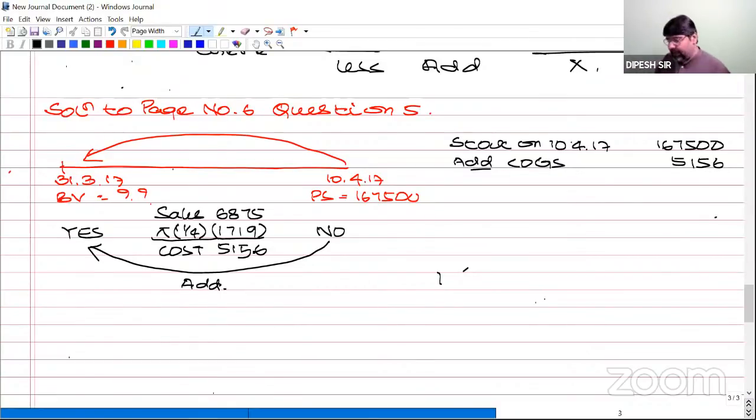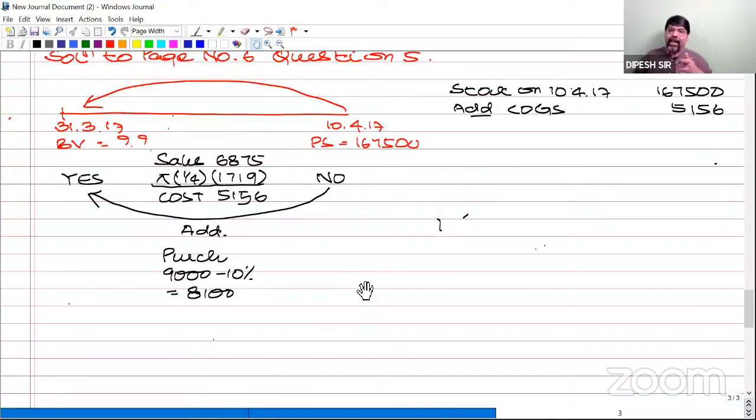Thereafter, purchases for the next year included in the stock amounted to 9,000 at cost less 10% discount. So over here, purchases during this period was 9,000 minus 10% discount, that comes to 8,100. If I purchase anything after 31st of March, will it be there as on 31st of March? No.